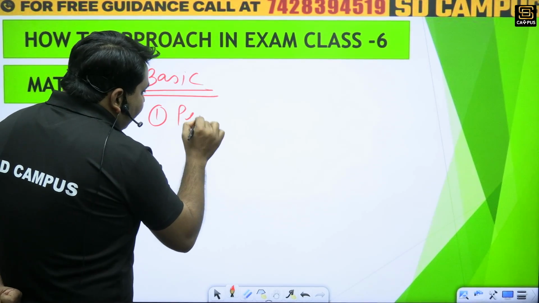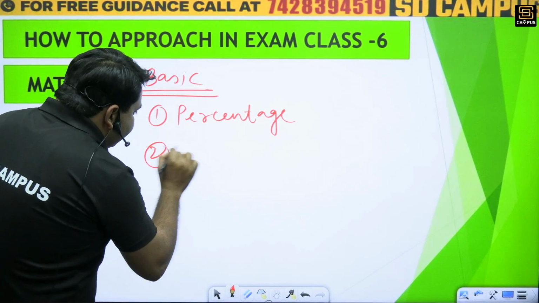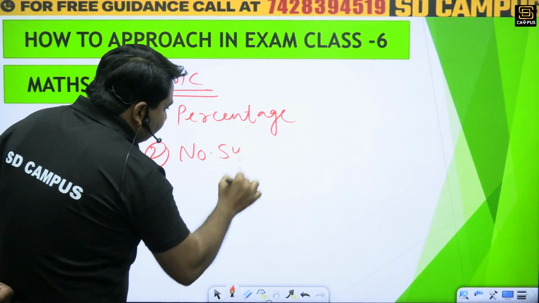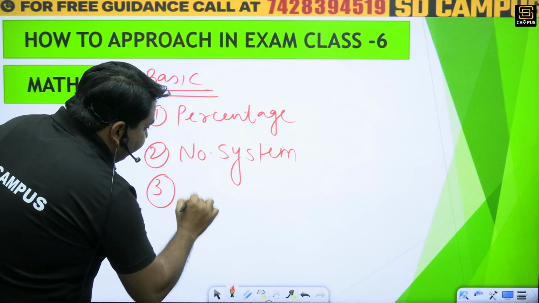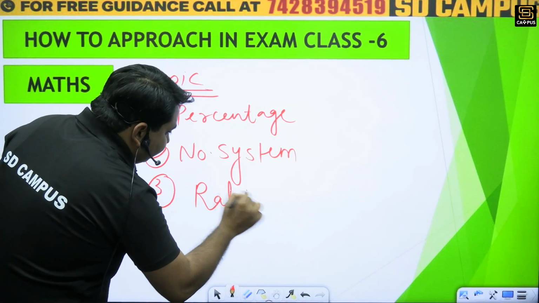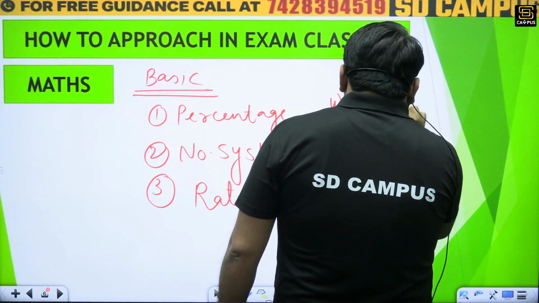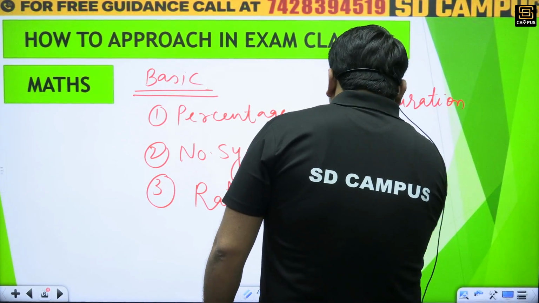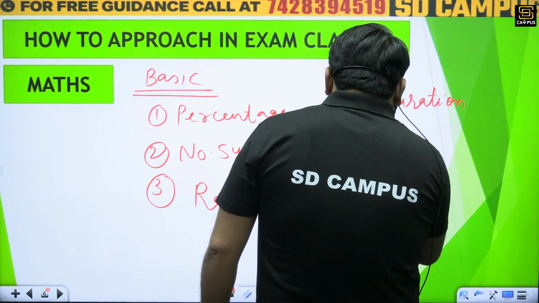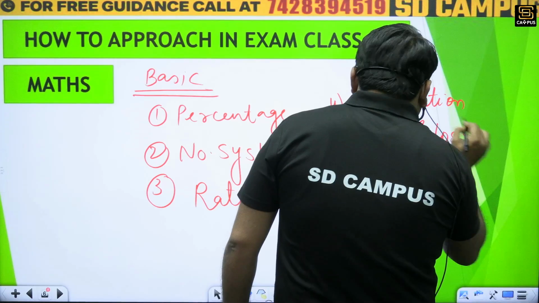Number 1, percentage. Number 2, number system. Third one is ratio. Number 4, mensuration. And number 5, profit and loss.